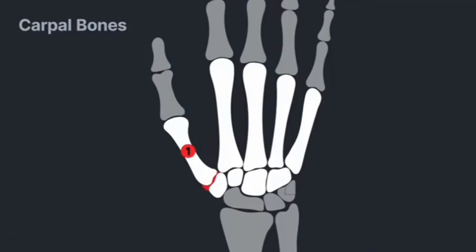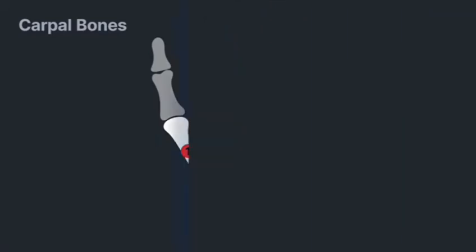The first metacarpal articulates with the trapezium. The second metacarpal articulates with the trapezoid. The third metacarpal articulates with the capitate. And the fourth and fifth metacarpals articulate with the hamate.